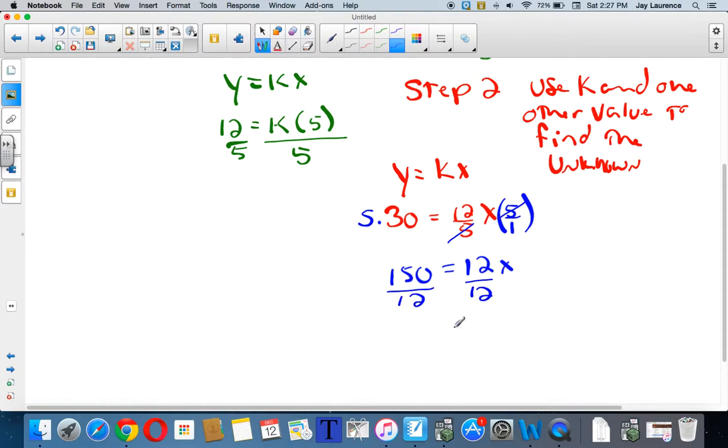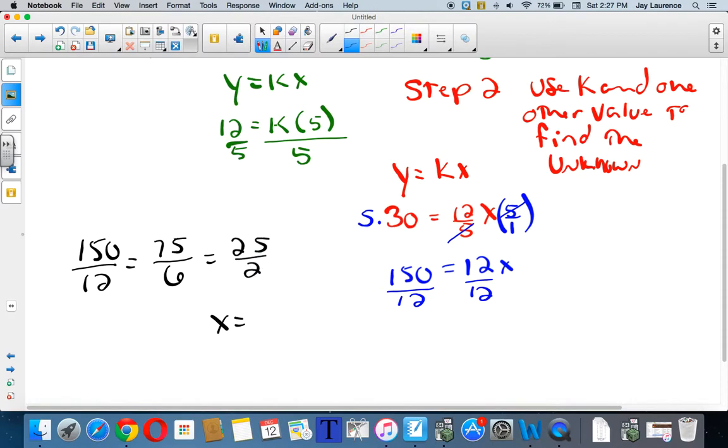It's getting ugly, but I'm just going to simplify this. I know for a fact that 3 is going in, and I think 2 is going in as well. I think 6 is going into both of these. Maybe you can't tell that 6 is going in, so the first thing I'm going to do is cut them both in half. So 150 over 12, if I cut them both in half, I'm going to get 75 over 6. Now I know they're both divisible by 3, so I'm going to divide by 3 and get 25 over 2, and that's what x is.